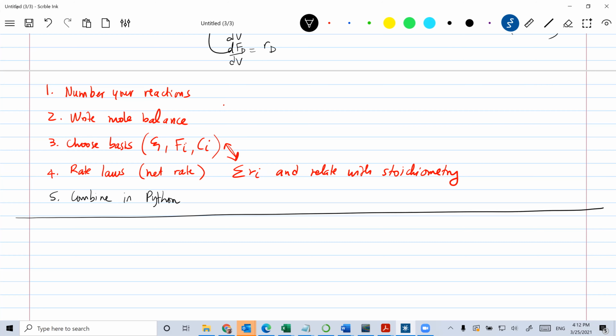Feel free to ask some questions before we move on to energy balances. So we hope to derive the energy balance equation before the end of class.